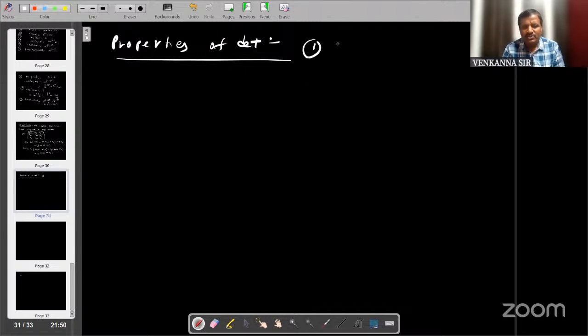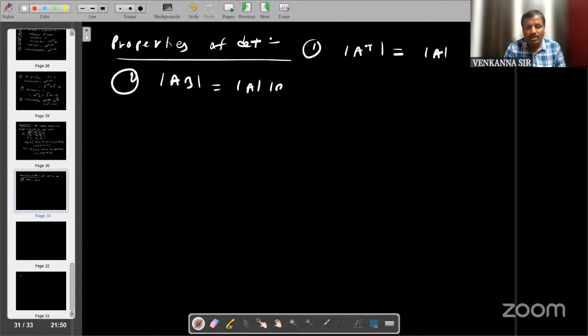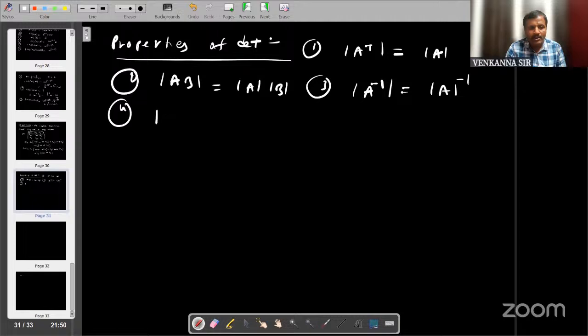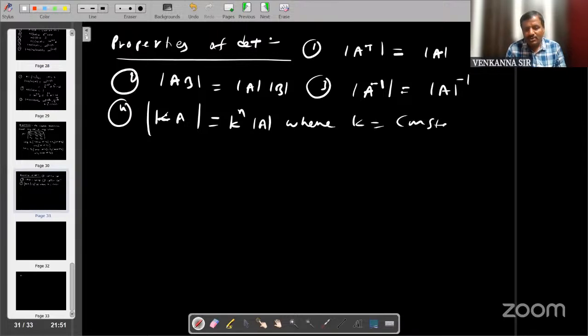First one, determinant of A transpose is equal to determinant of A. Second property, determinant of AB is equal to determinant of A into determinant of B. Third, determinant of A inverse is determinant of A whole inverse. Fourth property, determinant of kA, where k is a constant, is k power of n into determinant of A, where n is the order of the matrix.